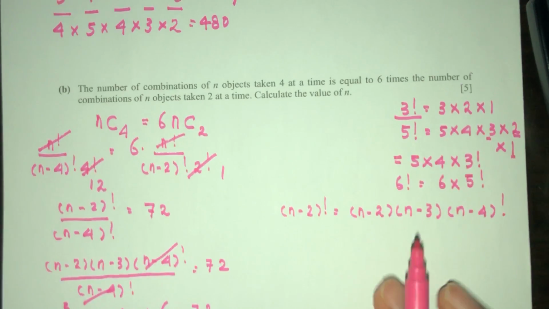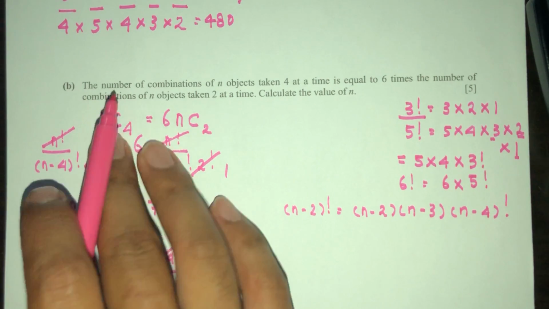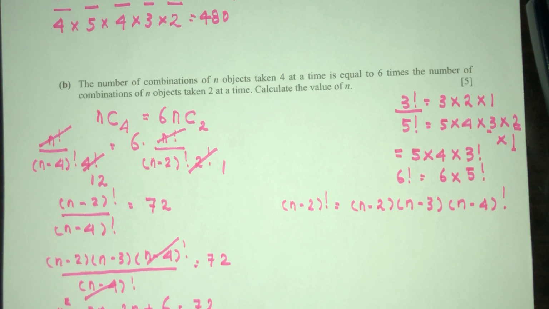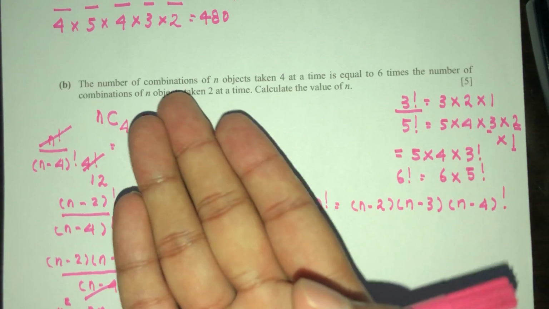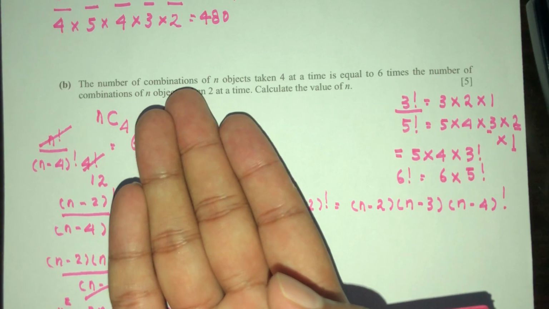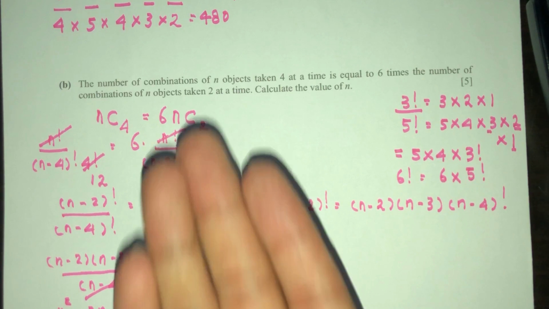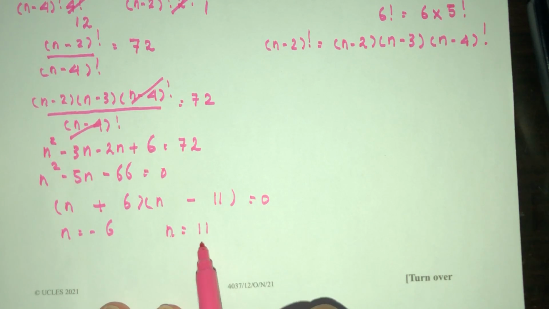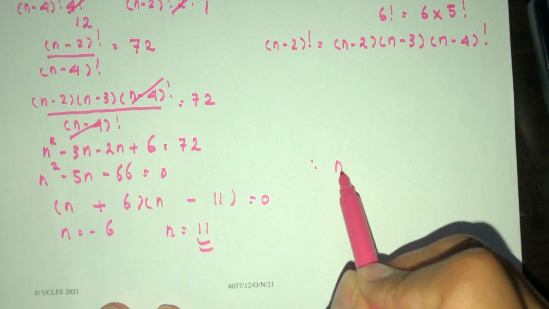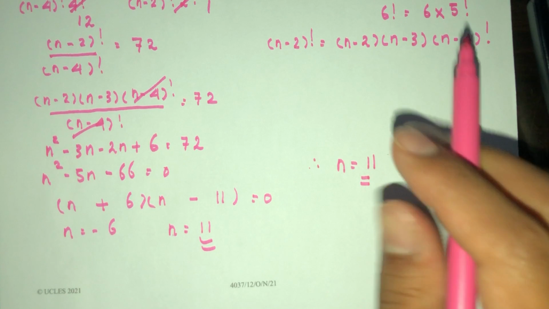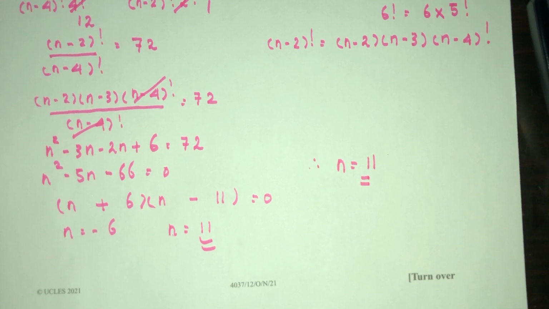However, n can only be a positive value as we have seen for combinations. We cannot take something from a negative value. We cannot say the number of combinations of n minus n objects is not possible. So n can only be positive valued. So n can only be 11 right here. And that will be question part B of question number 8.